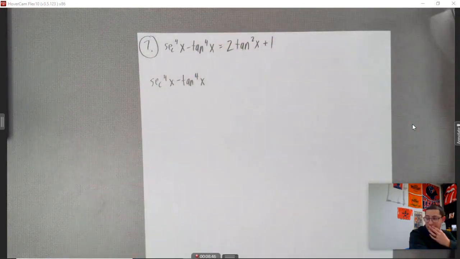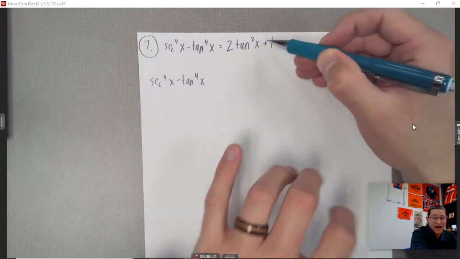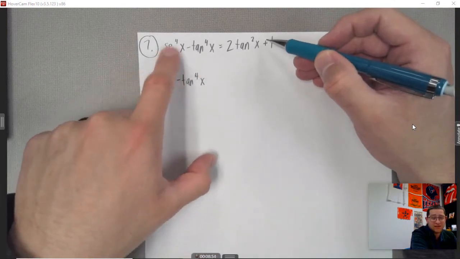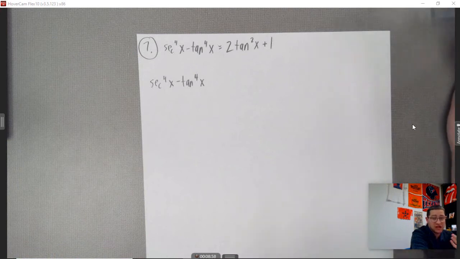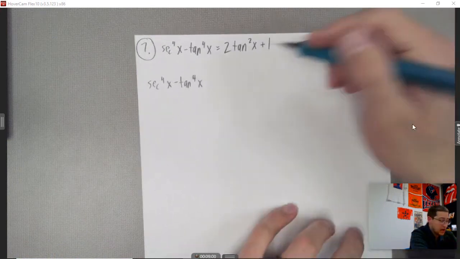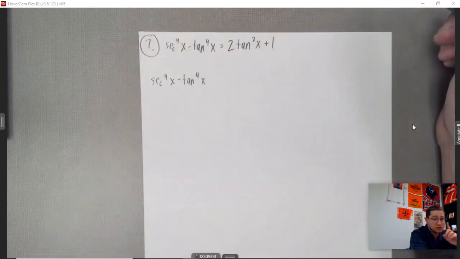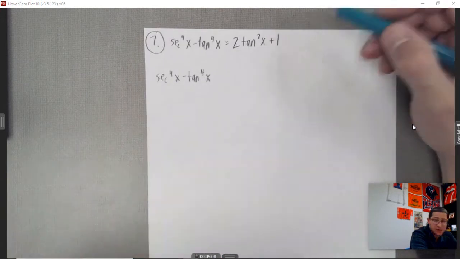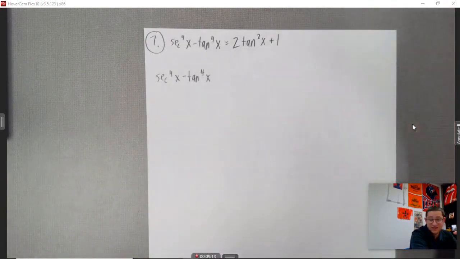All right, and the first thing I noticed about this problem is in my answer, in what we're trying to show, I don't have any secant, right? I don't have any of that secant to the 4th, right? I just have tangent, okay? I don't even have any other trig ratios. It's just tangent on that left side. So the first thing I want to do is I want to keep my eye on that, right? Because the goal here is to get rid of everything that's not tangent, right?